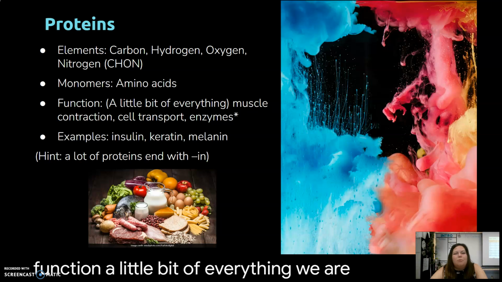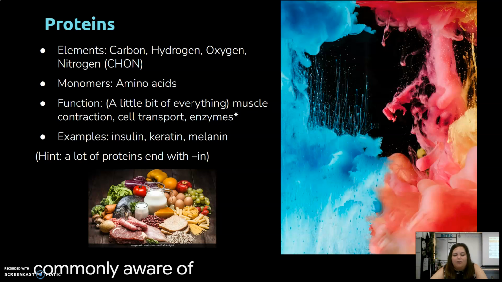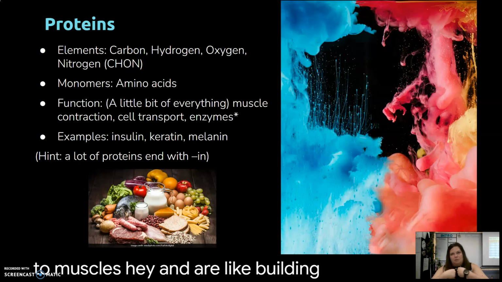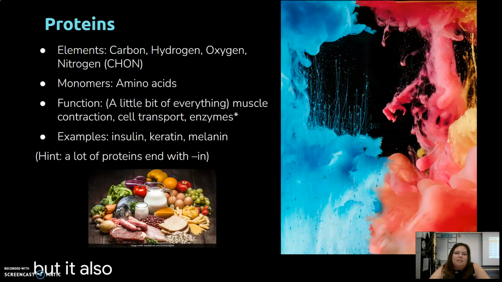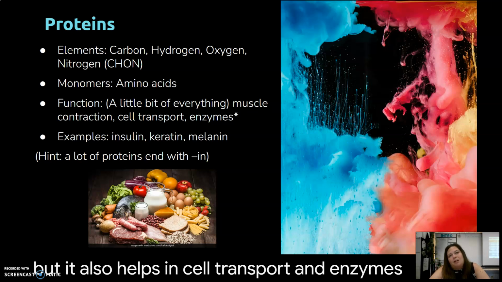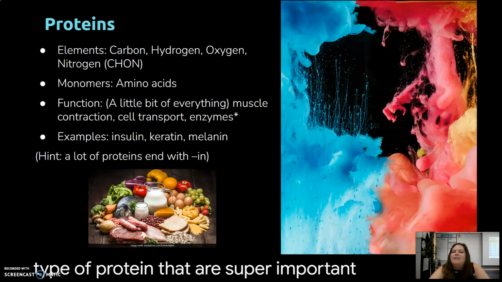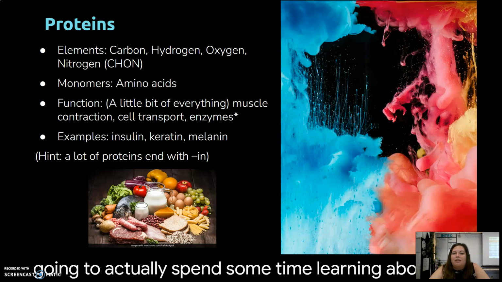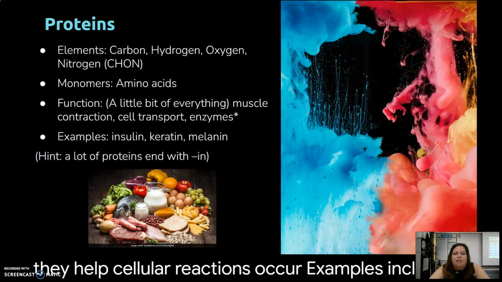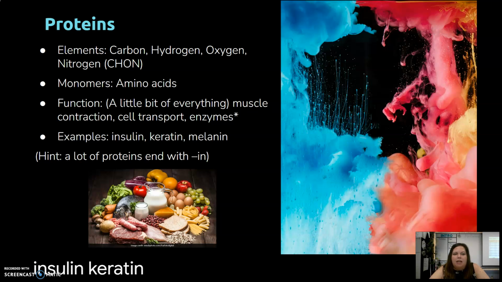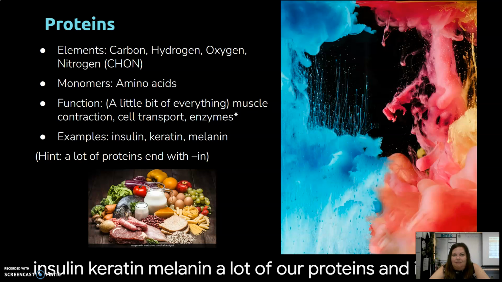We are more commonly aware of protein function when it comes to muscles and building muscles. We know we need to eat protein to be nice and strong, but it also helps in cell transport, and enzymes are a type of protein that are super important that we are going to actually spend some time learning about. They help cellular reactions occur in our bodies. Our examples include insulin, keratin, melanin. A lot of our proteins end in N.